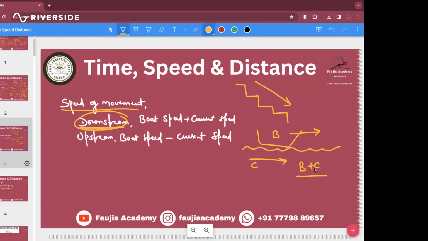Peshma, Gani, any opinion? What will be the effective speed? Guys, let's finish off the concept first. Yeah, Beshma, please. It will be B plus C, right?